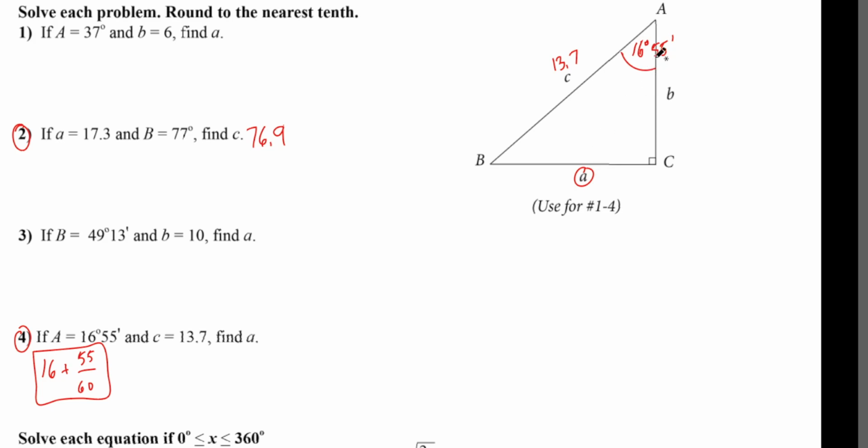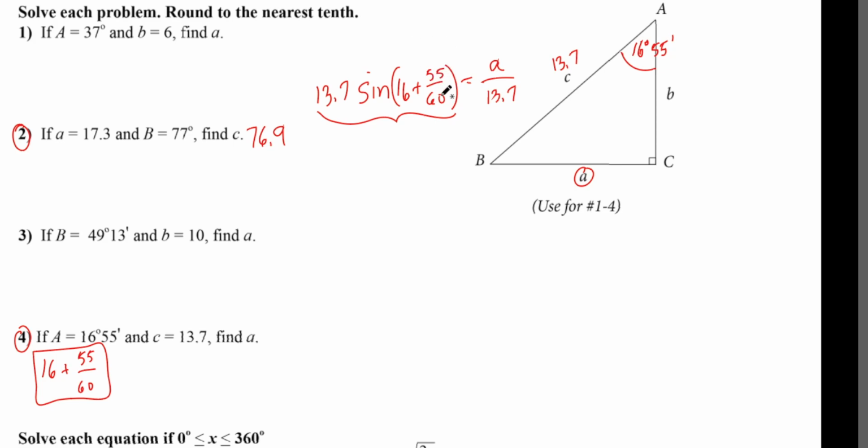Let's figure out what trig function we're going to use first. So we're using this angle. This is opposite. This is hypotenuse. We're using the sine. So we're going to go the sine of 16 plus 55 over 60, okay? Everybody got that? Is equal to opposite over hypotenuse, opposite, which is A, hypotenuse is 13.7. The math on this is a little bit easier. So how do you get A by itself? Multiply it by 13.7.